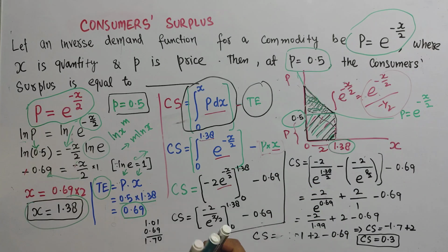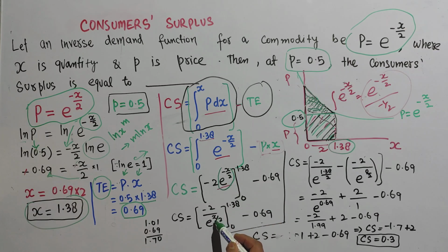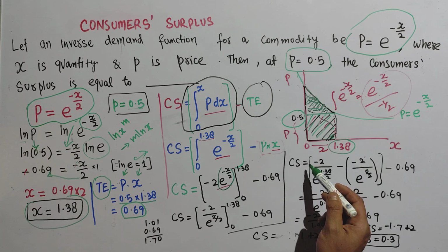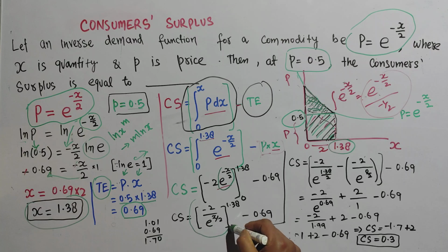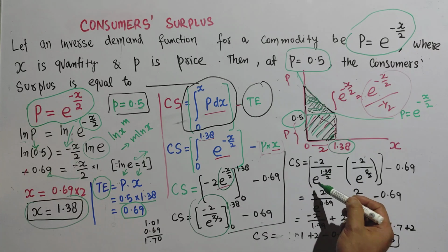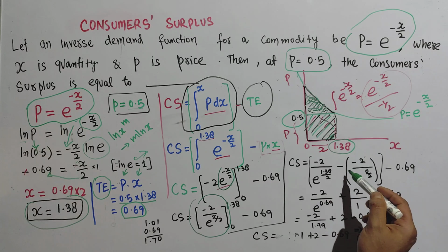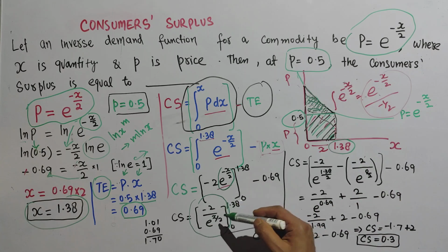Then consumer surplus will be equal to, here you can see we have minus 2. I have transposed this term to the denominator. The exponent sign will change, it will become plus x upon 2, and we evaluate it from upper limit and lower limit. From this we subtract 0.69. So first we evaluate this term at the upper limit, which is 1.38. So we have minus 2 divided by e raised to the power 1.38 divided by 2, and then we subtract and evaluate this term at the lower limit.